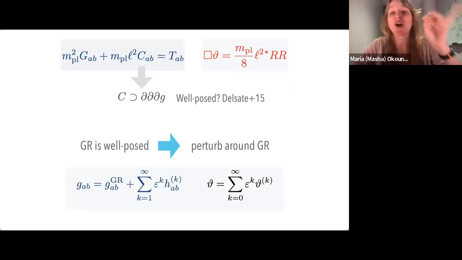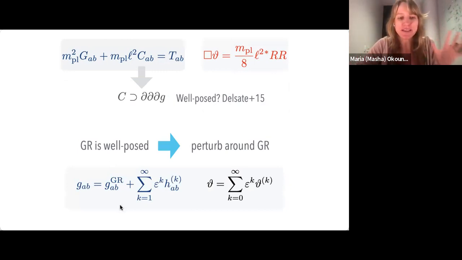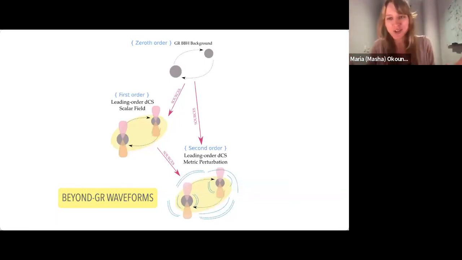However, we do know that GR is well-posed. So what we can do is we can perturb around general relativity. I can say that my spacetime metric is a GR metric plus modifications governed by some perturbation parameter. And similarly for the scalar fields in this theory. And so we end up with this cartoon, right? It's always useful to look at a picture rather than equations.